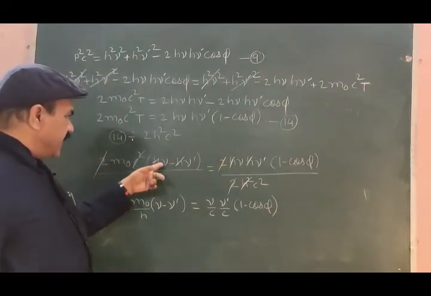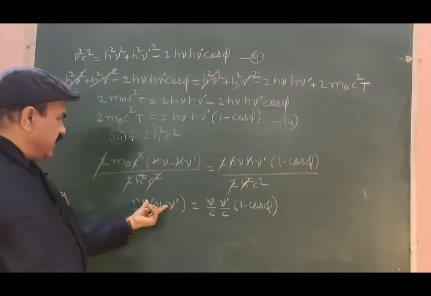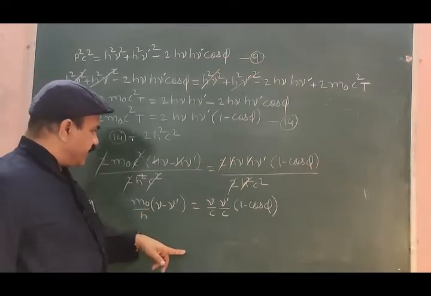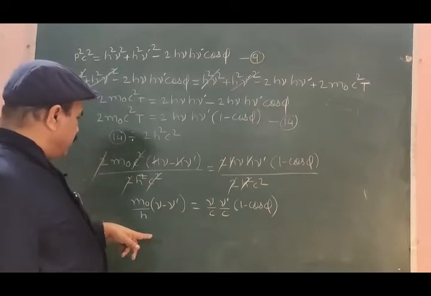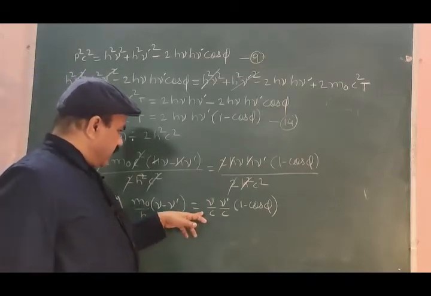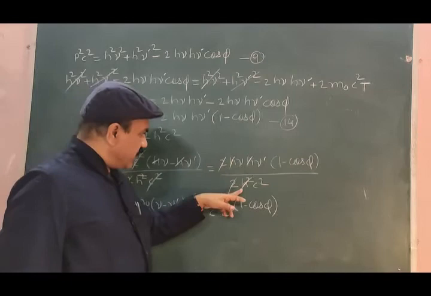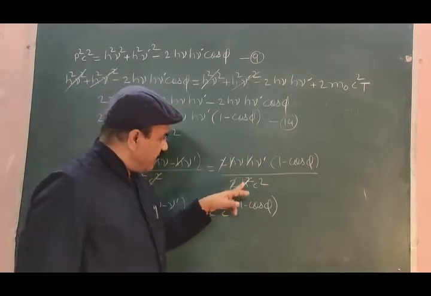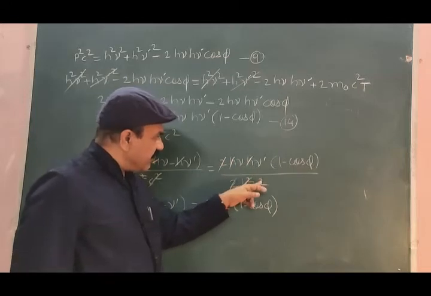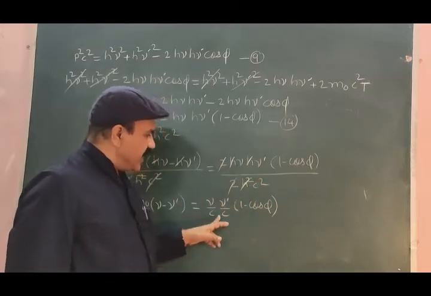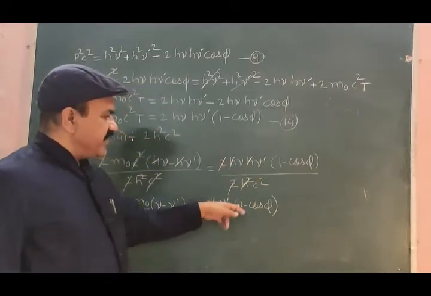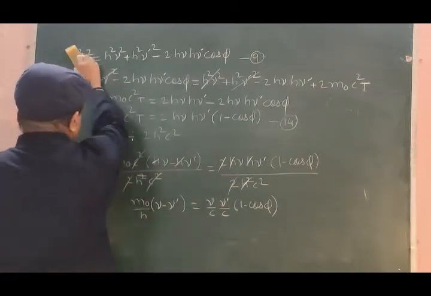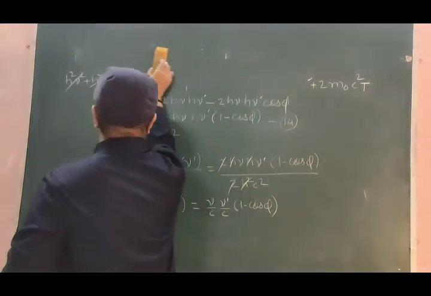M0 in bracket nu minus nu dash, and here 1 h is left. Okay, then 2 get cancelled, h into h get cancelled with this square, nu by 1c and second c below nu dash. So, nu by c into nu dash by c into 1 minus cos phi.